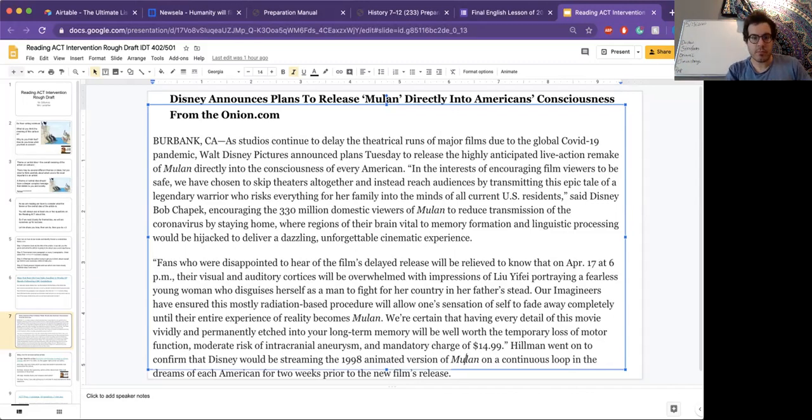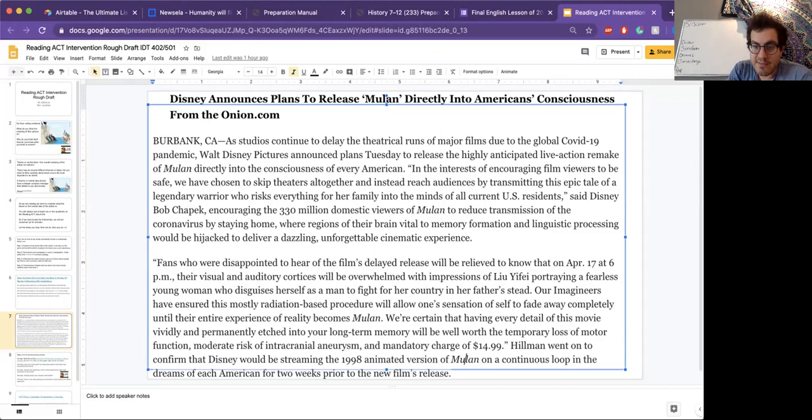Cool. Second half. Fans who are disappointed to hear of the film's delayed release will be relieved to know that on April 17th at 6 p.m., their visual and auditory courtesies will be overwhelmed with the impressions of Li Yifei, I never watched Mulan, portraying a fearless young woman who disguises herself as a man to fight for her country in her father's stead. Our Imagineers have ensured this mostly radiation-based procedure will allow one sensation of self to fade away completely until their entire experience of reality has become Mulan.